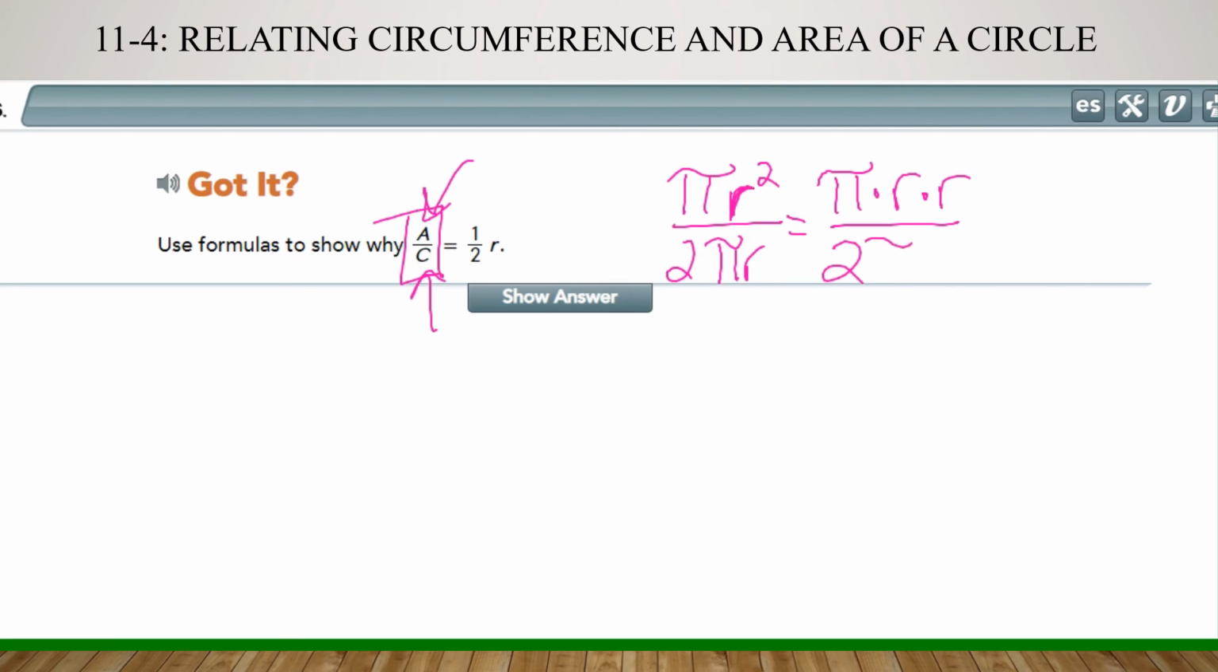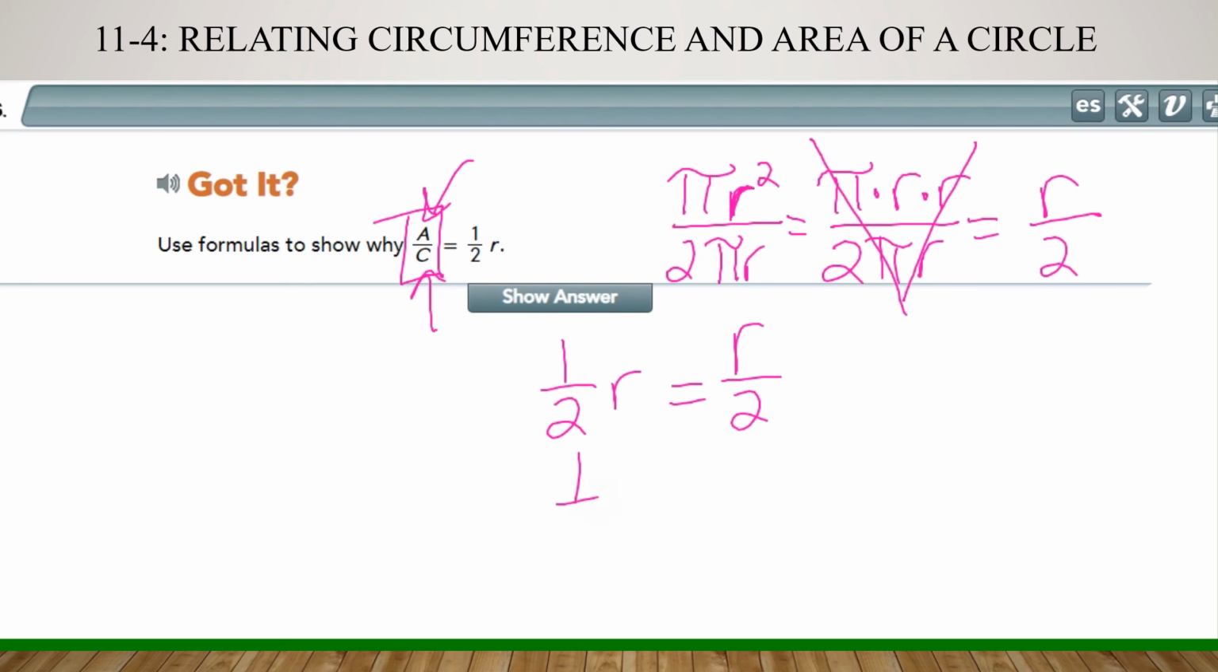Now I'm going to bring this formula over, 2 times pi times the radius. Now I can divide out the common factor. In this case, I can divide out the radius, one of them, and then I can divide out pi. So all I'm left with is radius over 2. And if we look over here, we should know that multiplying by 1/2 is the same as dividing by 2. So if I rewrote this, it would look like 1/2 times the radius is equal to 1/2 times the radius.